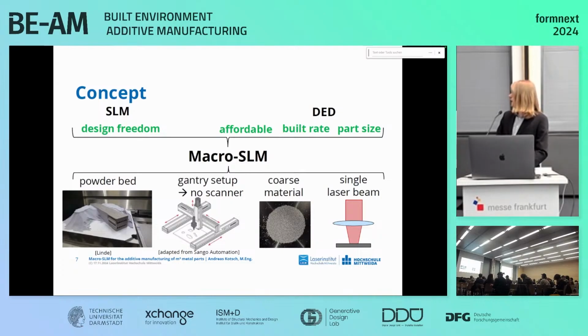So how do we do that? We still want to keep the powder bed to allow for complex structures. We have a gantry setup, so no optical scanners. So I guess you're all familiar with gantry setups. It's quite simple and therefore a cheap design. Also, we use coarse material. So the material is at least 200 micrometers in powder size. So it's, let's say, 10 times larger than the default SLM powder and therefore also 10 times cheaper per kilogram.